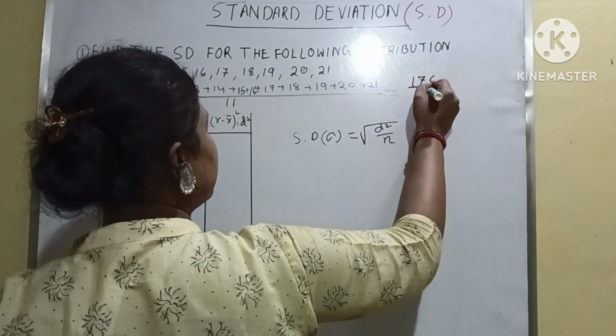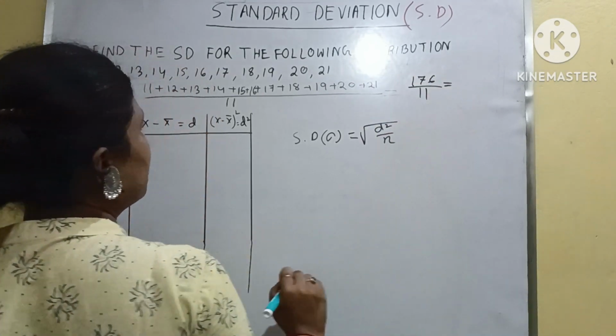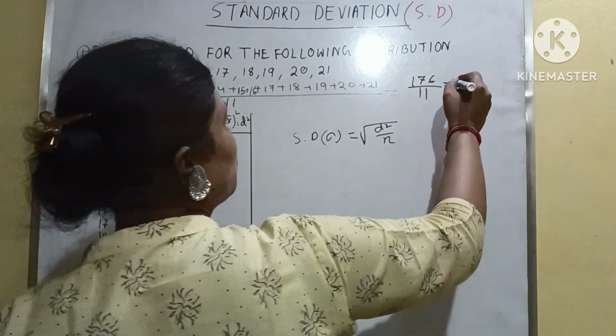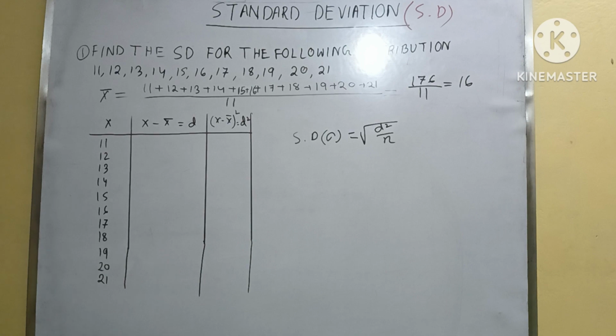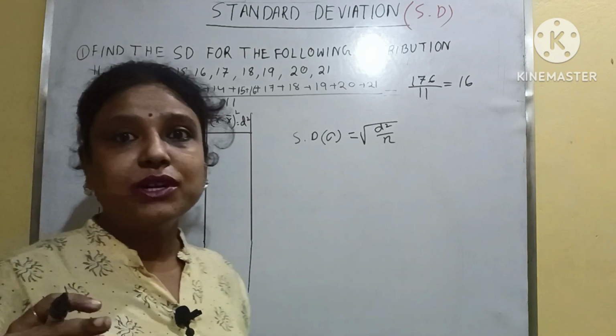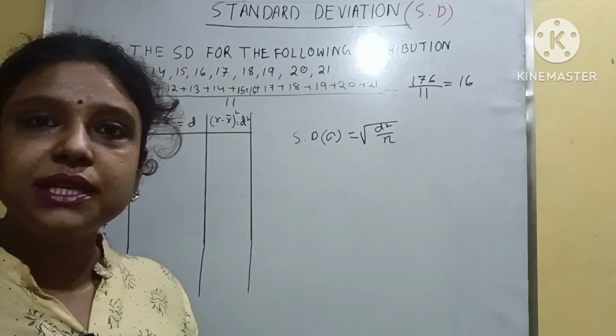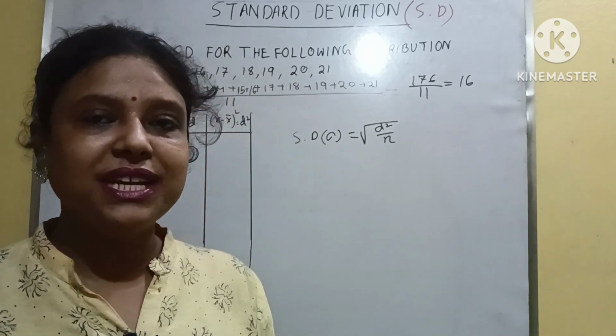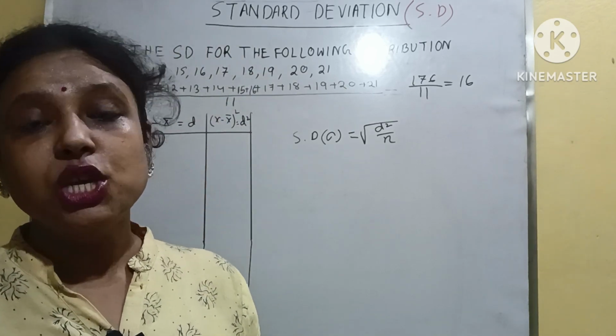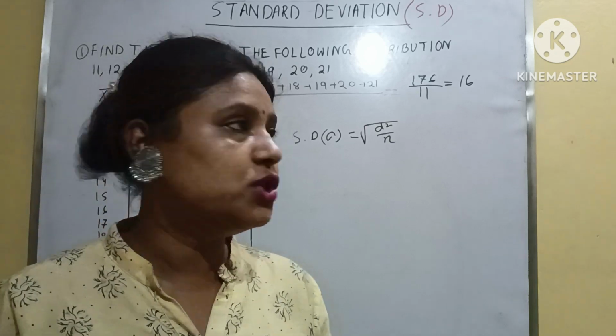176 divided by 11 equals what number? That is 16. So how to calculate the mean? I want to say that I have already uploaded a video related to the arithmetic mean, so you can check out that video also.